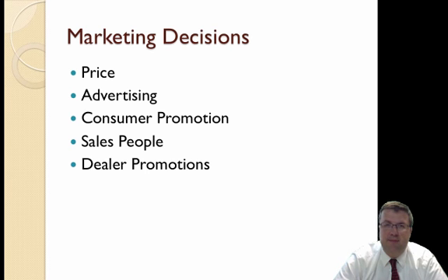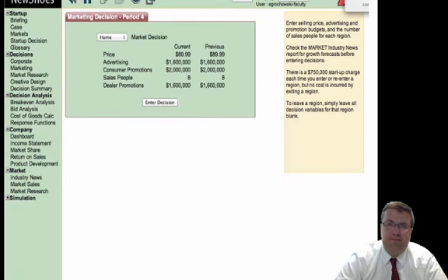Phase 2, Part 2. In this part, we will be discussing your marketing decisions. Now, in the New Shoes simulation, you'll be making decisions in 5 different areas: price, advertising, consumer promotion, salespeople, and dealer promotions. Now, this is the screen that your marketing decisions are going to be made on.